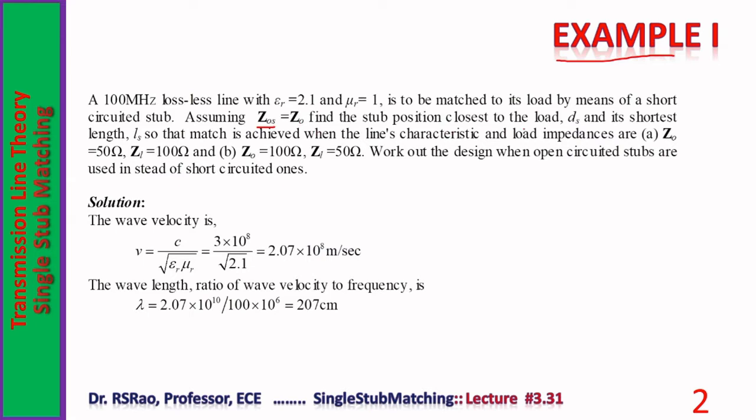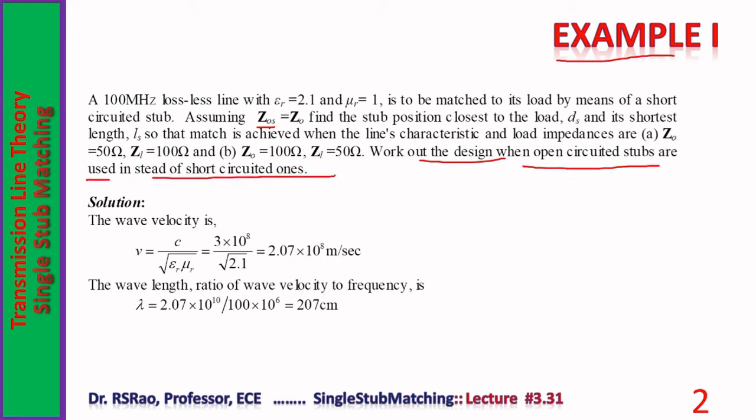Find the stub position closest to the load ds and its shortest length ls so that match is achieved when the line's characteristic and load impedances are A. Z0 is 50 ohms, ZL is 100 ohms. B. Z0 is 100 ohms, ZL is 50 ohms. Work out the design when open circuited stubs are used instead of short circuited ones.